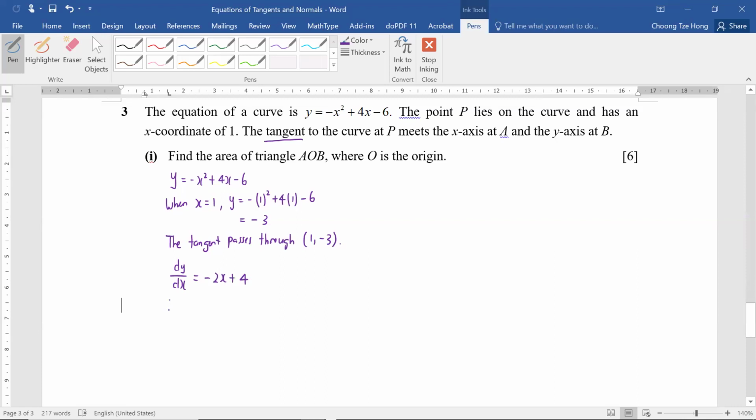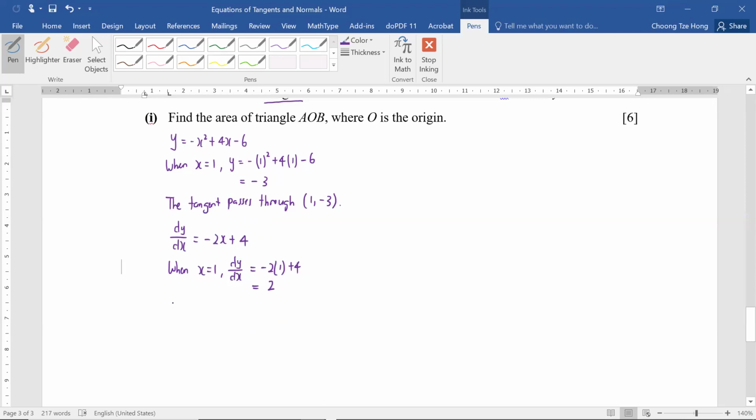Then we are going to sub x equals 1 inside, because we are finding the equation of the tangent at x equals 1. When x equals 1, dy/dx equals negative 2 times 1 plus 4. That will give us 2. So this means that the gradient of the tangent at P will be equal to 2. P is the point where x is equal to 1. Now we can find the equation of the tangent.